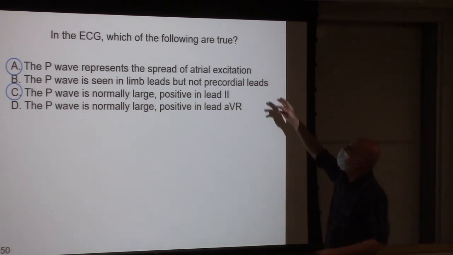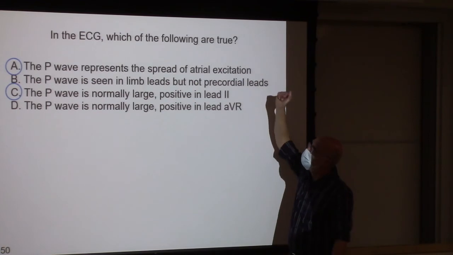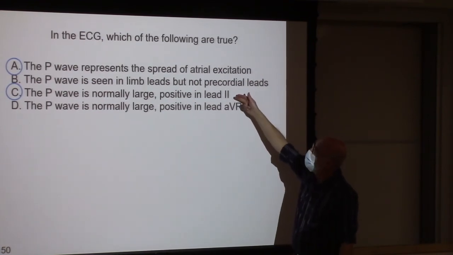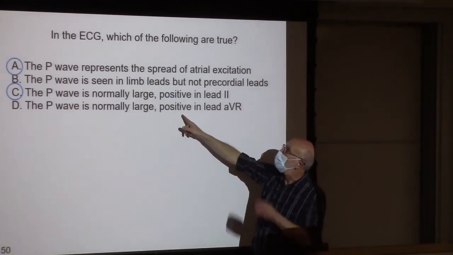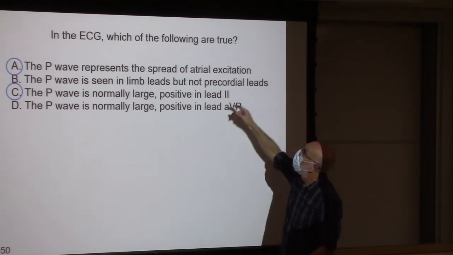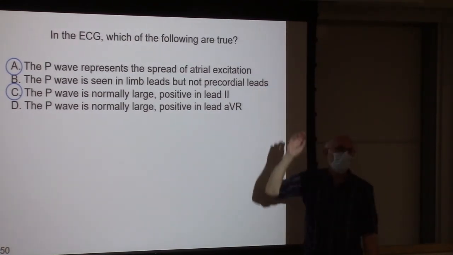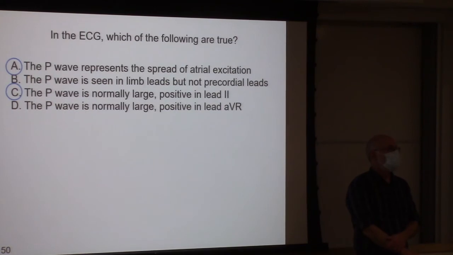The P waves do represent the spread of atrial depolarization. They are normally positive in lead 2. They are usually invisible in lead AVR, or negative. They're large and negative in AVR. And they're not seen in all leads.